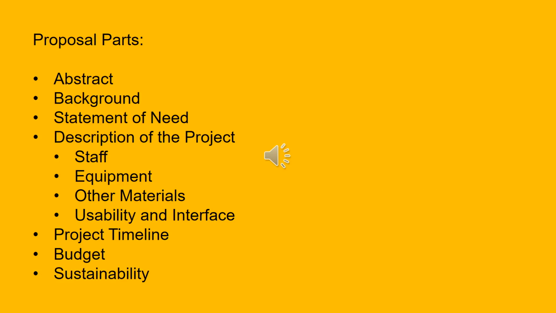My proposal has various sections. I start with the abstract, then I give a background of our library. There's a statement of need, a description of the project. It involves the staff, equipment we need, and any other materials. I also describe usability and interface. There's a project timeline, a budget, and then I discuss sustainability.